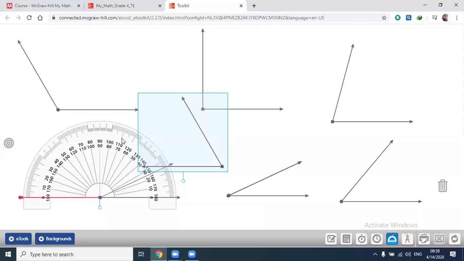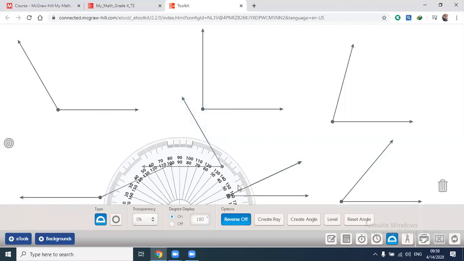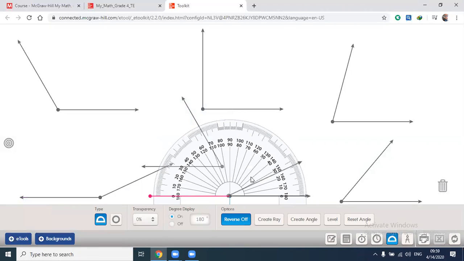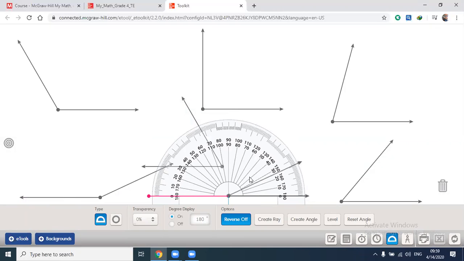Now I have the other one. I want to measure this angle. Just place the protractor and count from 0: 0, 10, 20, 25.